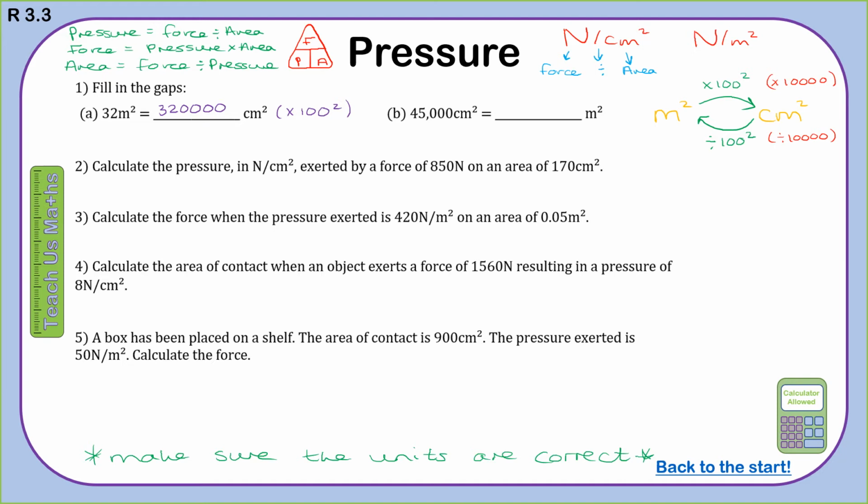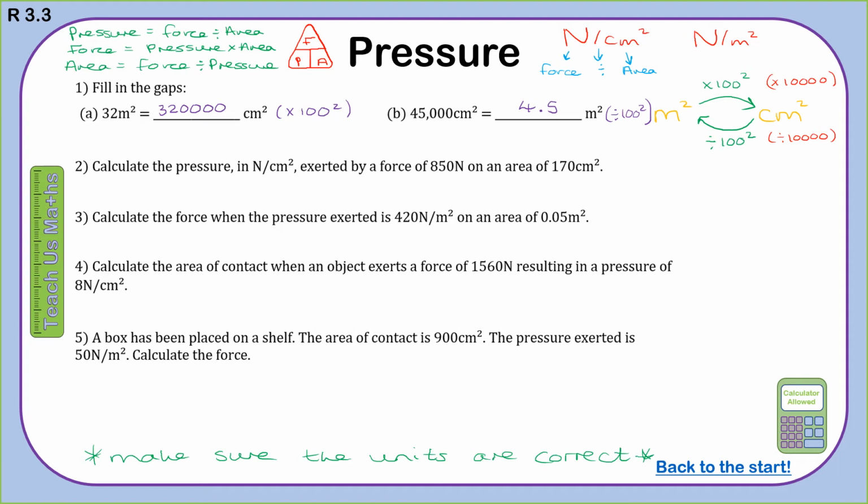Part B, we need to convert centimetres squared to metres squared, so this time we are dividing by 100 squared, so dividing by 100 then dividing by 100, or dividing by 10,000. So the 45,000 centimetres squared will become 4.5 metres squared. So that's converting our units for area.